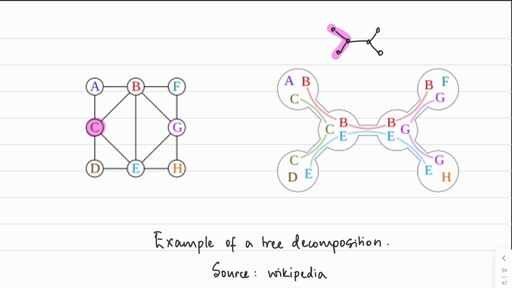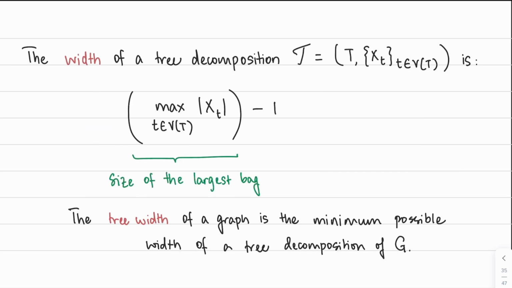And that now brings us to the notion of the width of a decomposition. So the width of a decomposition is once again the size of the largest bag that we have, minus 1. And again, the -1 is here so that we can say things like the tree width of a tree is 1, which of course brings us to the question of what is tree width.